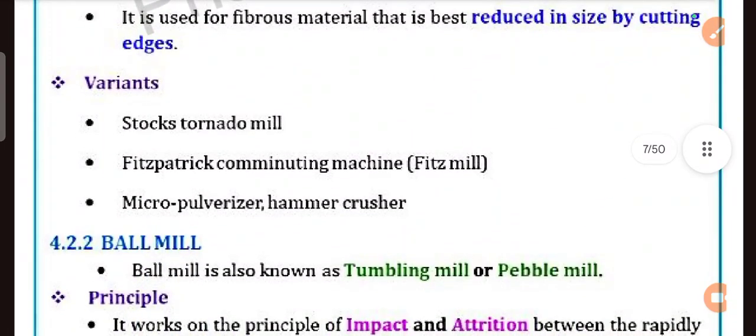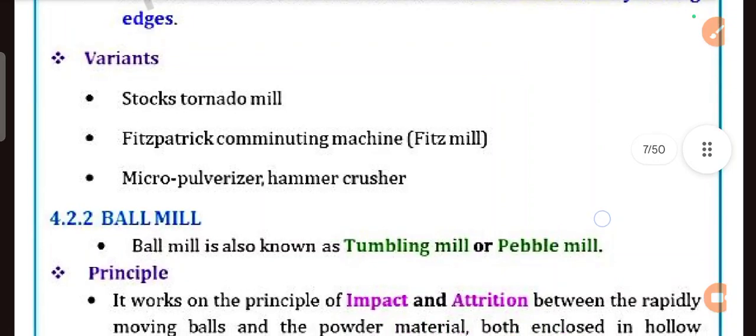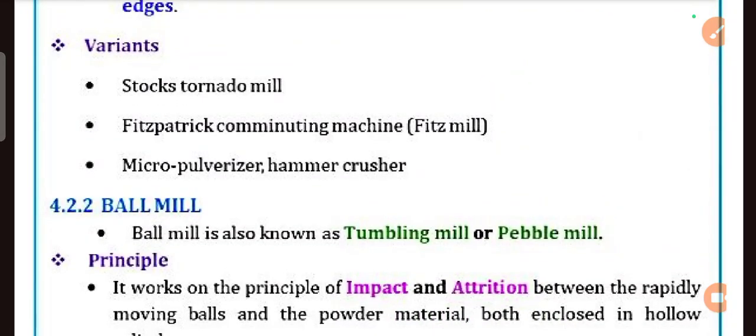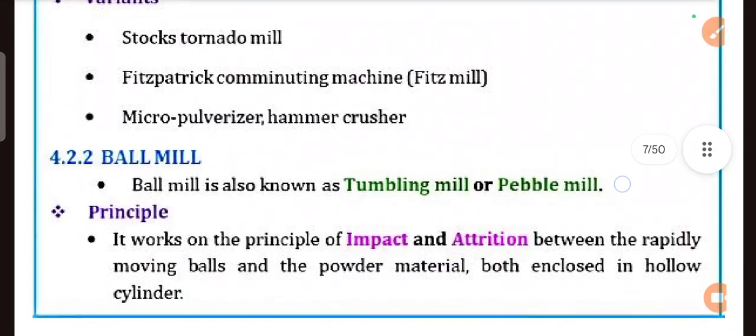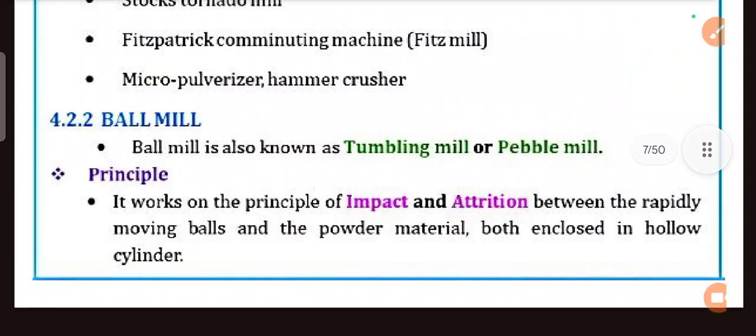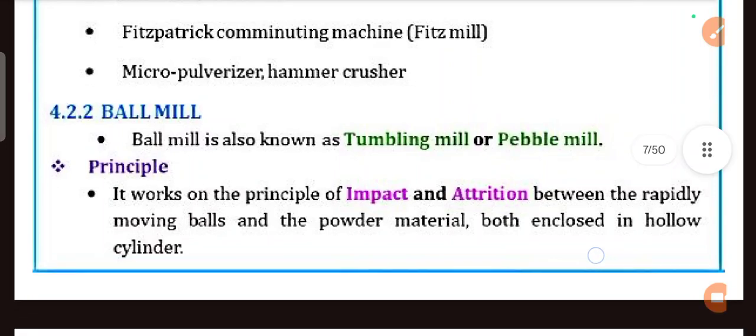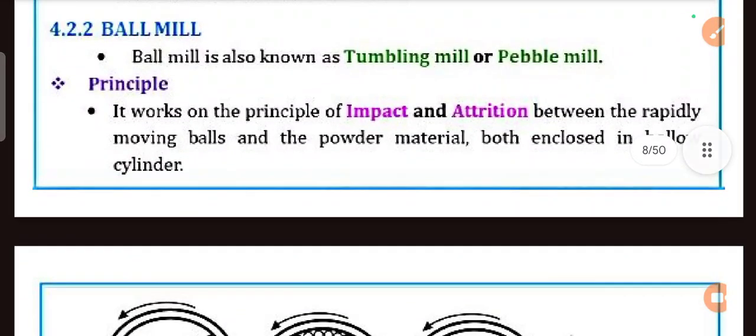Variants: Stock tornado mill, Fitzgerald comminuting machine, which in short is called Fitz mill, micropulverizer, hammer crusher. Ball mill. Ball mill is also known as tumbling mill or pebble mill. Principle: it works on the principle of impact and attrition between the rapidly moving balls and the powder material, both enclosed in a hollow cylinder.